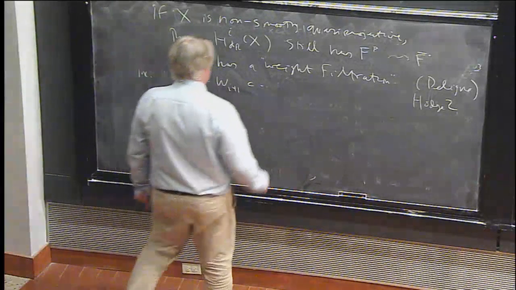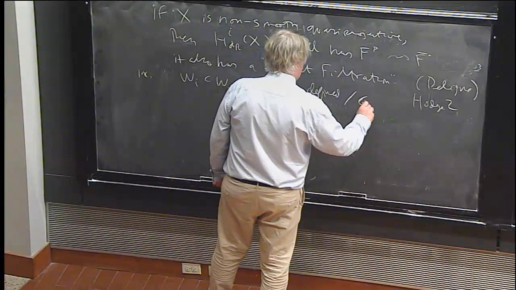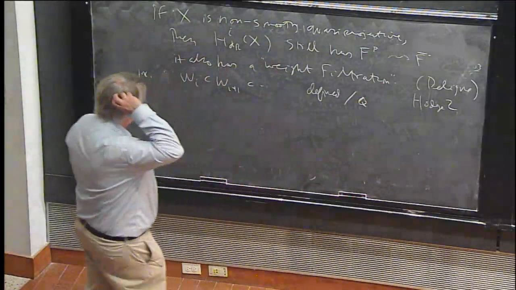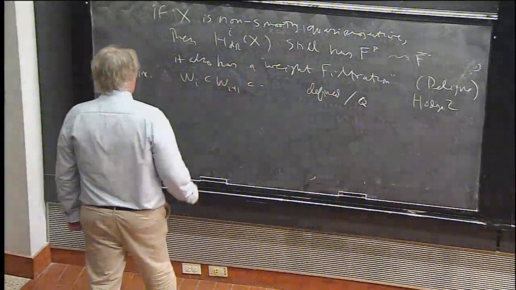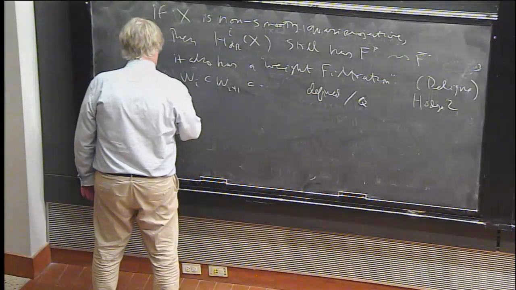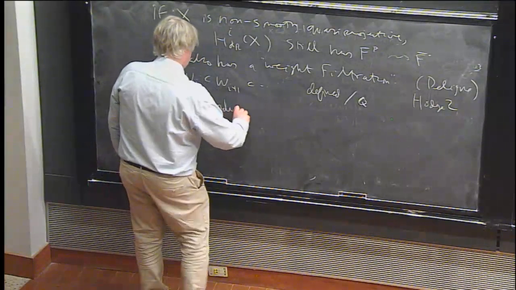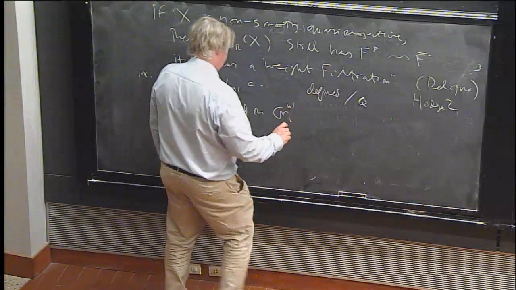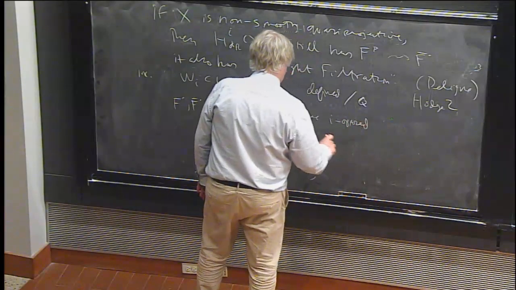Hodge 2 is definitely very readable. It has what's called a weight filtration, and this is defined over Q. So when I say Q here, I don't mean that X might be a variety defined over Q. We're using capital K for that. I mean the Q which comes from the topological cohomology. Okay. And then what we get is the induced filtrations on the graded pieces Gr_i^W. This is called a mixed Hodge structure.